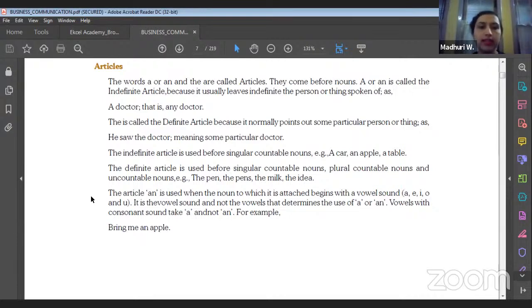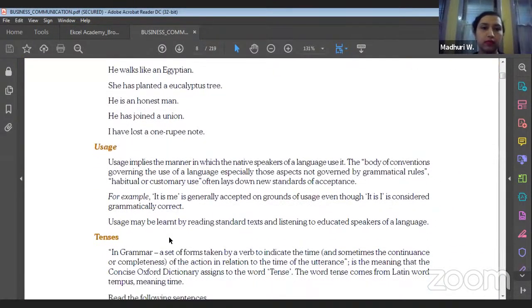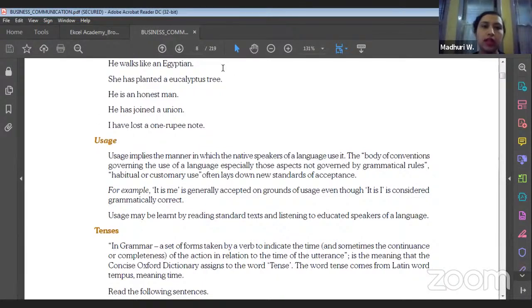The next article is an. So generally, an is used with a noun when it begins with a vowel sound, like A, E, I, O, U. For example, bring me an apple. We can't say bring me a apple because apple starts with a vowel and we hear a vowel sound. So bring me an apple is the correct usage. He walks like an Egyptian. And she has planted a eucalyptus tree. Okay, because there is no real vowel sound there.